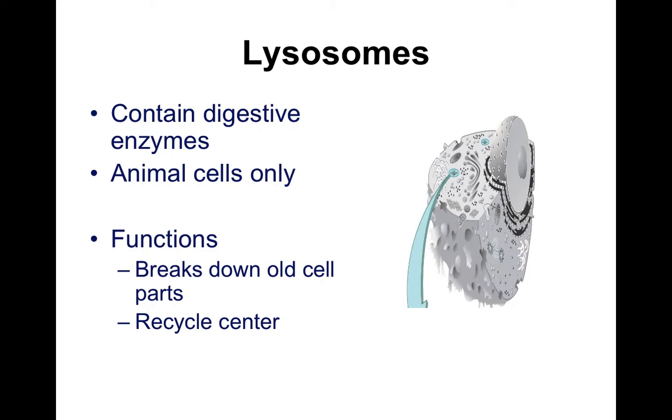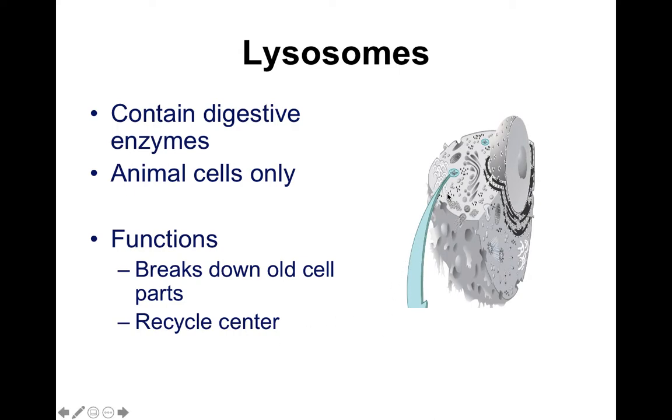The lysosome. Remember, this is a defining characteristic for the animal cell. It contains digestive enzymes. That means these are enzymes that digest, enzymes that break down. They could break down old cell parts. They're also a recycling center. That way it can break things apart and get the raw parts from them so it can use them again. So that's the job of the lysosomes, animal cells only.